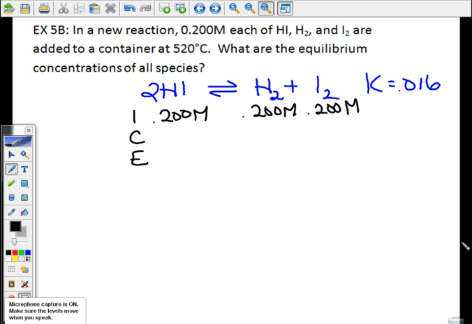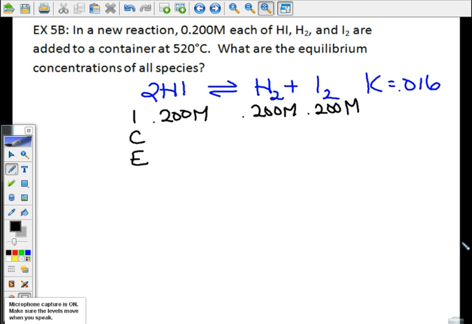So Max, what do I do for my change line? Change would be minus 2x, and then minus x. You can't put minus for all of them. Plus x, sorry, my bad. How do you know that you should minus from the left side? I don't know.